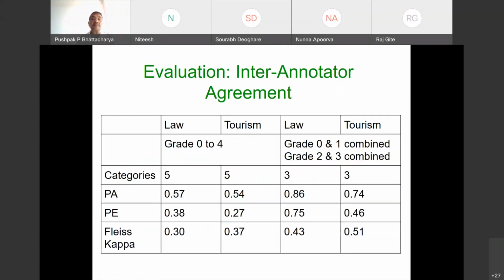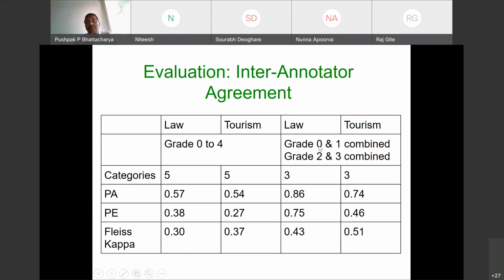Now we come to this point of evaluator or annotator agreement. So in this case, the annotators are evaluators. The interesting thing was, when there are 5 categories, then the Fleiss' Kappa score for law was 0.3. For tourism, it was 0.37. For law and tourism, the Fleiss' Kappa score increased to 0.43 and 0.51 when we combine grade 0 and 1.